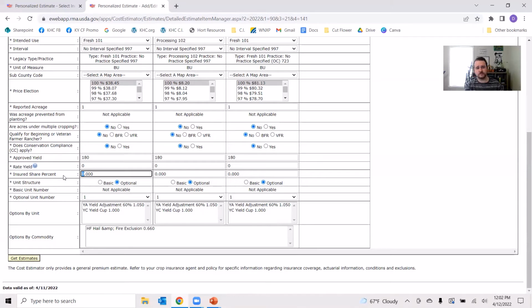The insured share percent. So we're just going to put 1 because we own 100% of the farm. You know, if you had a partner, you would put 0.5 if you split 50-50. But we are 100% with this example.